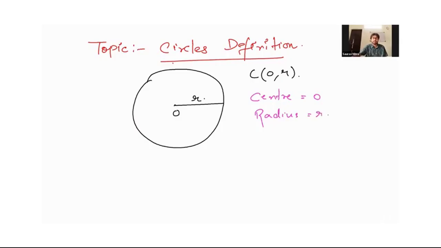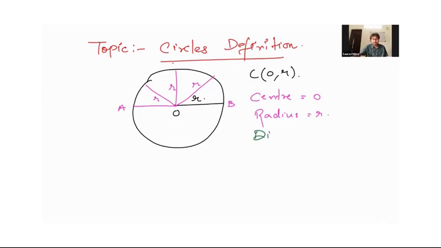Any line joining the center to the boundary of the circle will be your r. Anywhere you can join, from the center to the boundary of the circle is always r. And what is the diameter? The line which passes through the center completely. So AB will be your diameter, which passes through the center.